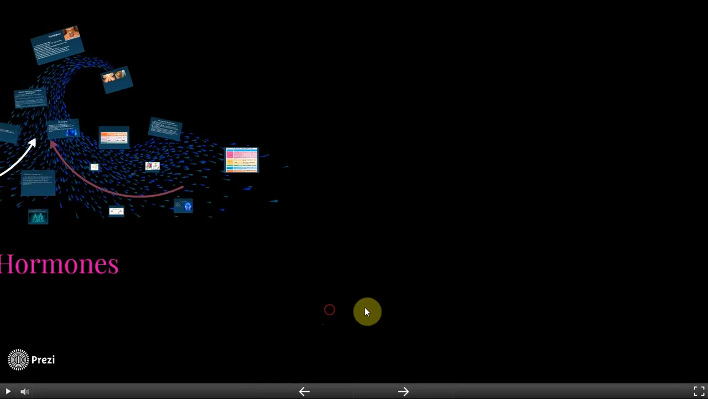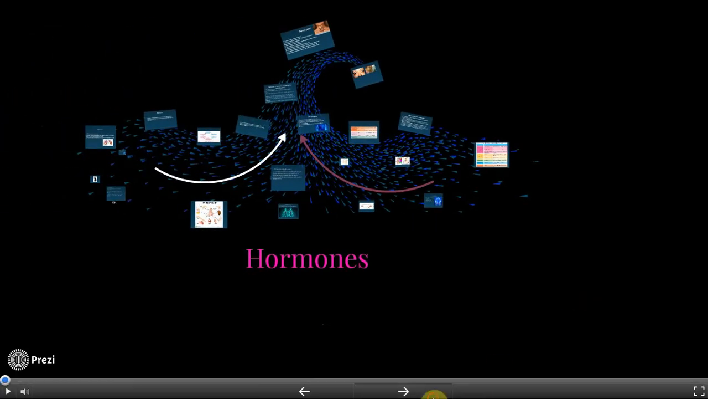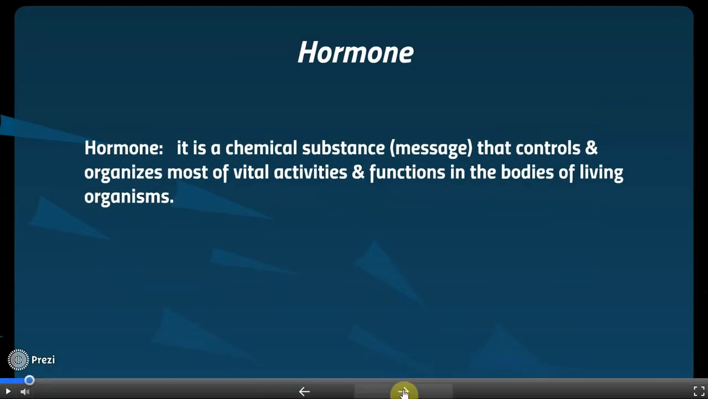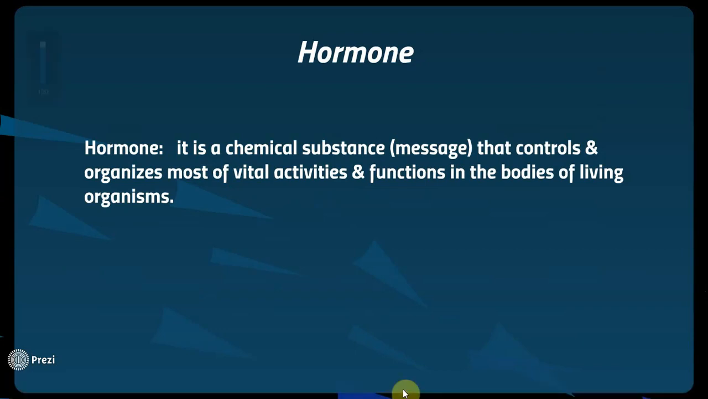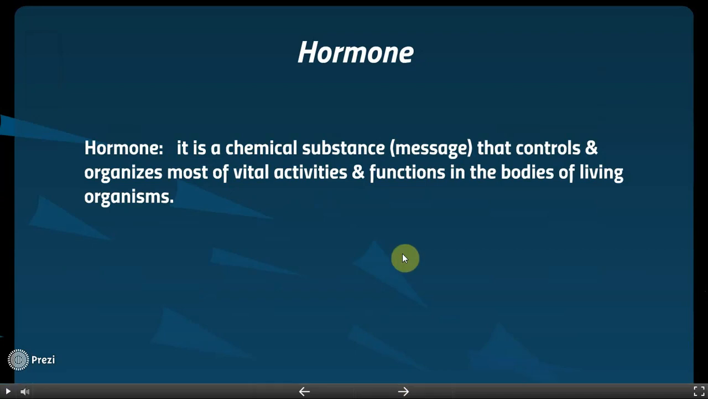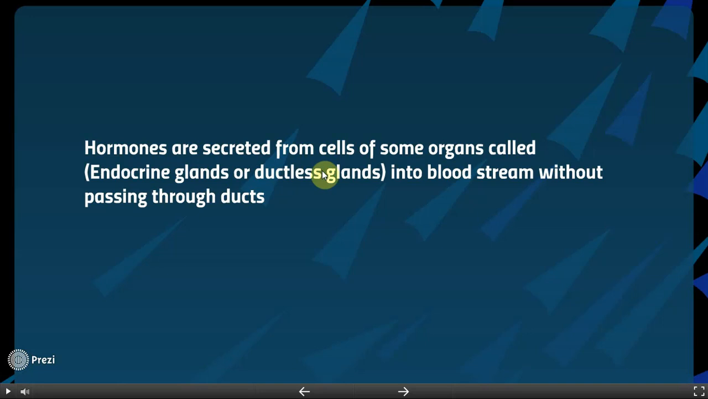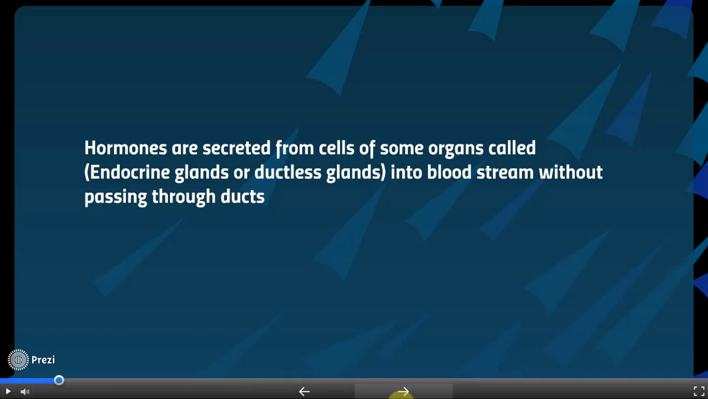In the last unit that you have, Unit 4, which is talking about hormones. First of all, let's know what do we mean by hormone. Hormone is a chemical substance that controls, organizes most of vital activities and functions in the body of living organisms. Hormones are secreted in the body by some organs called endocrine glands or ductless glands. So the endocrine glands are ductless glands that secrete their hormones directly in the blood without passing through ducts.